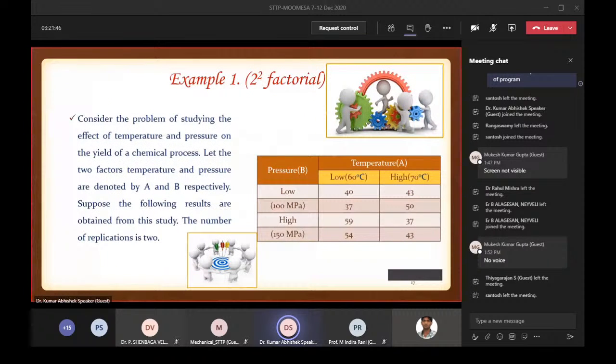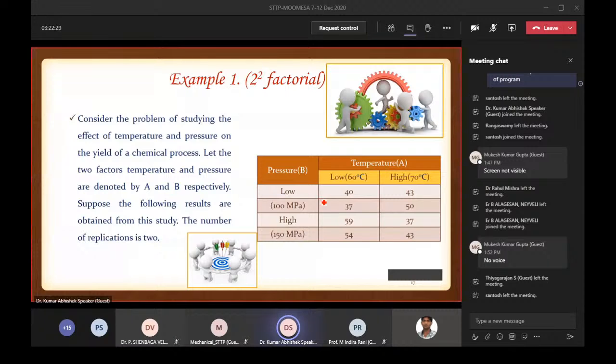If you look at a 2^k factorial design of experiment, where k is the number of factors, and here the level is only 2. Suppose the 2 factors are temperature and pressure, so it is 2 to the power 2 factorial, and pressure and temperature vary over 2 different levels, low and high, for both pressure and temperature. And in the set of experiments, they have found the result, that is the yield of the chemical process.